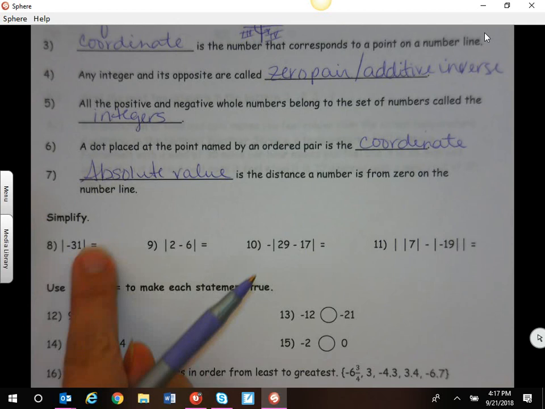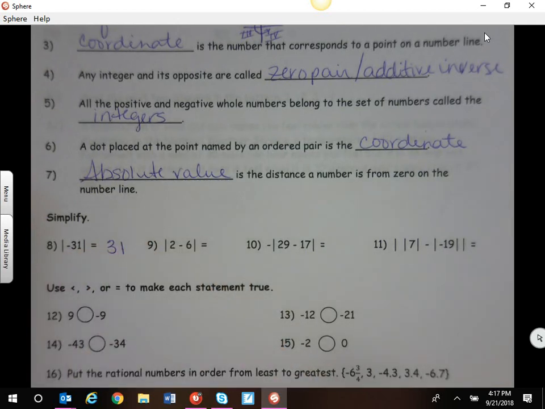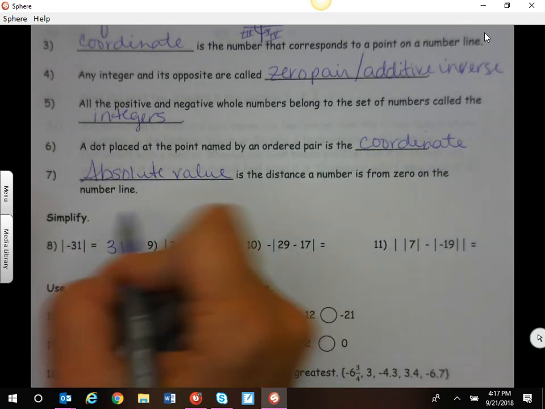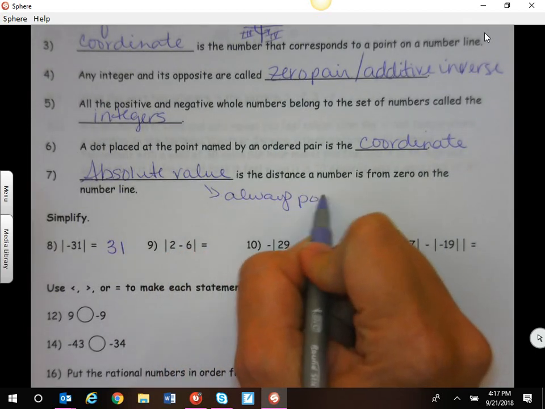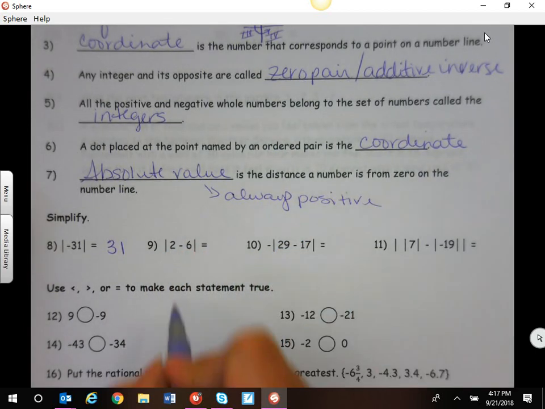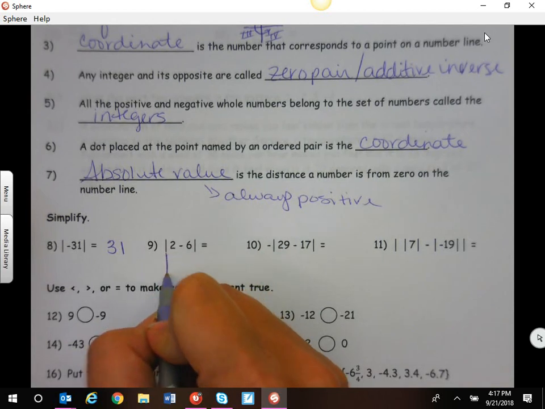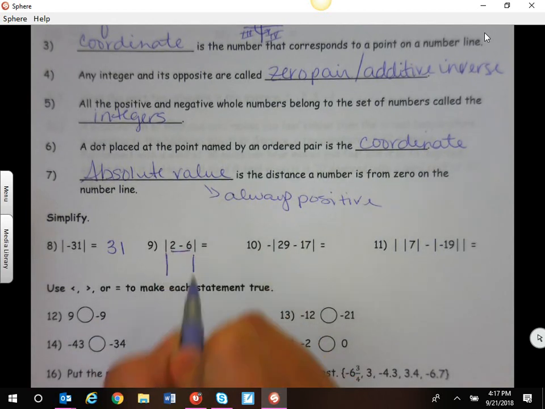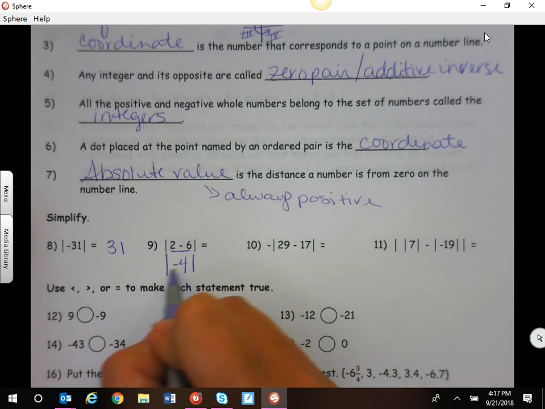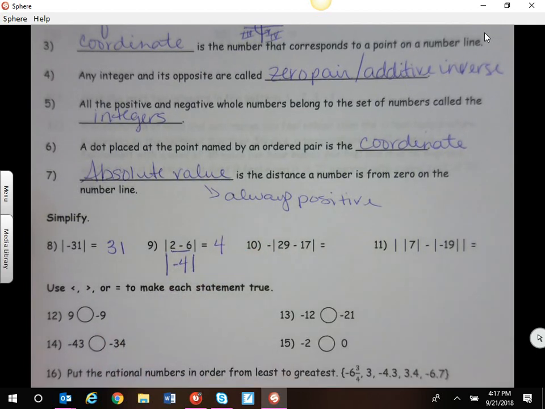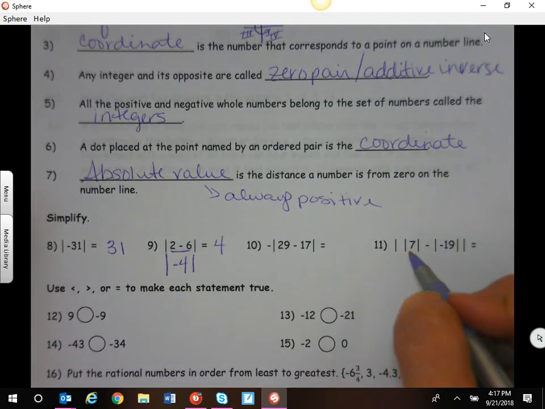So negative 31 is 31 spaces from 0. Remember that absolute value is always a positive number. It does not have a direction. So if we're going to solve this, it's like parentheses, we're going to do that first. 2 minus 6 is a negative 4, and then negative 4 is 4 spaces from 0.